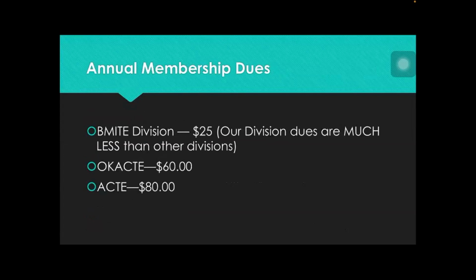So our annual membership dues for ACTE is $80. Oklahoma ACTE is $60. And for the BMITE division itself is $25. And just as a note on that, our division dues are much less than other divisions. There are other divisions, their membership dues each year are in the hundreds of dollars. But we are one of the lower cost divisions to become a member of.